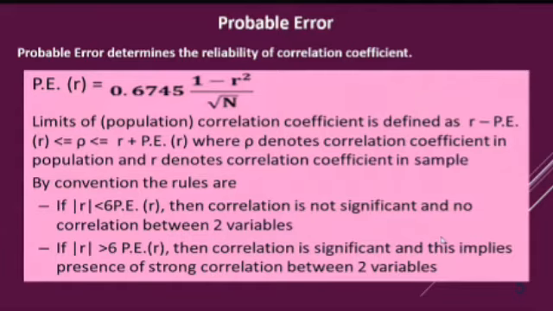Probable error determines the reliability of correlation coefficient. Then why do you want this probable error? You want to check whether the correlation coefficient which you have found out from the sample, whether it is true for the population or not. You remember one thing, you are finding out the correlation coefficient for the sample observations. In general, you will not be having population values. Since you calculate that for the sample observation, sometimes it may not be true for the population, right?